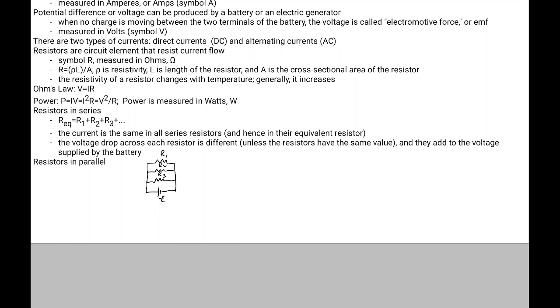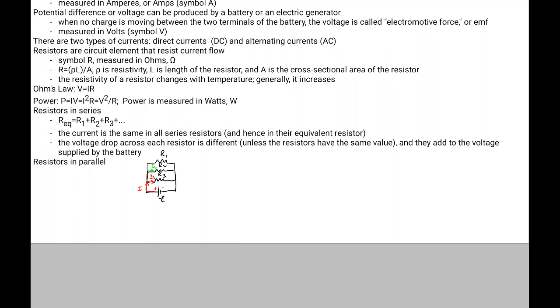But the current will flow from plus, so in this direction. So the current will get to this junction, and part of it can go through R3, and let's call this current I3. Then the rest of it will go in this direction. Some of it will go through R2, and we'll call that I2.